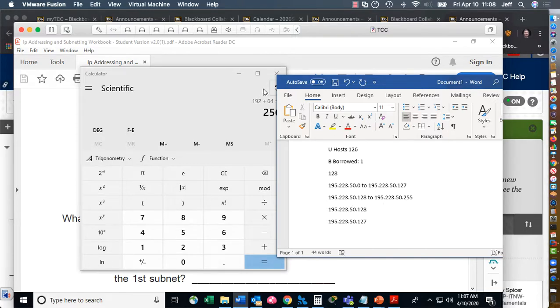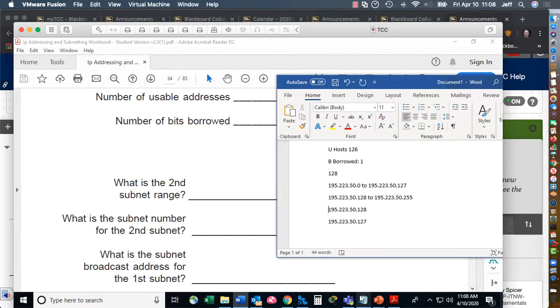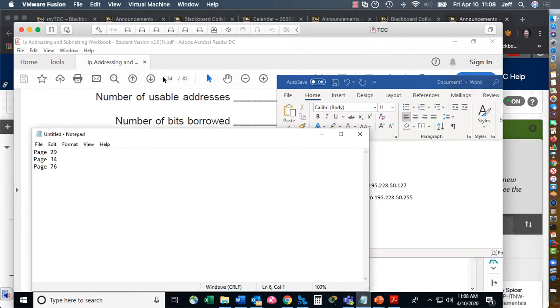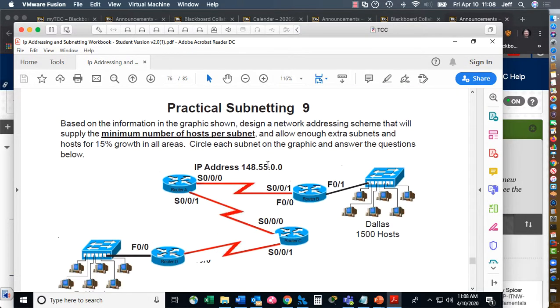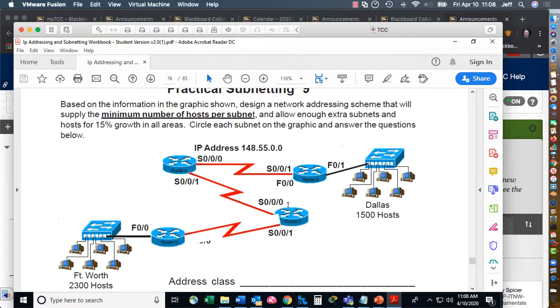And so then the last style of problem that the book has, we're going to do is page 76. All right, so in here, you're given a diagram, and you're to design the network addressing scheme that will supply the minimum number of hosts per subnet and allow extra subnets and extra host growth in all areas. And you're to circle on the graphic answer the subnets that you would create.